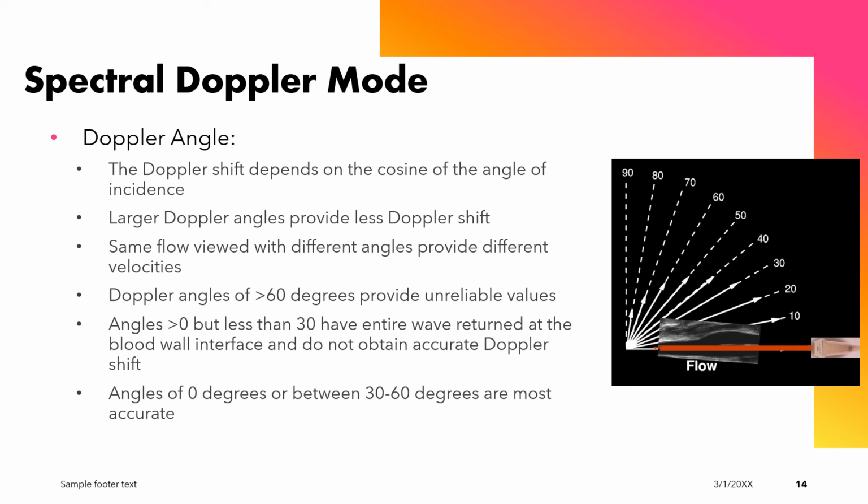Now, one of the reasons this is so important is that our Doppler angle, like I mentioned, is going to affect our velocities. So the Doppler shift depends on the cosine of the angle of incidence. Now, if we have a 90 degree angle, our cosine is 0. So our feedback of our Doppler motion is going to be 0, and we won't get any signal or any information on our spectral or color Doppler. The larger angles provide less Doppler shift. The smaller angles provide more Doppler shift.